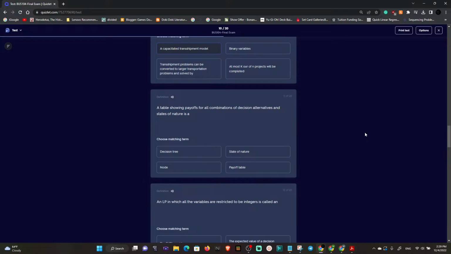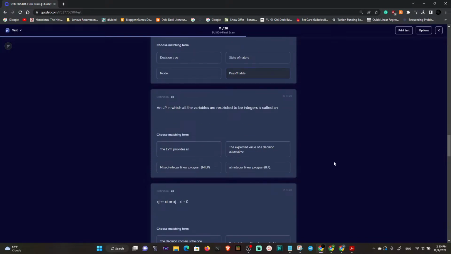A table showing payoffs for all combinations of decision alternatives and states of nature is... Oh wait, payoff table. Okay, good if you got that wrong. I was gonna get mad. Oh no! So what you're saying is I'm getting most of it wrong.